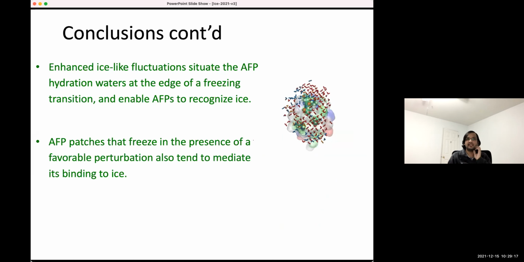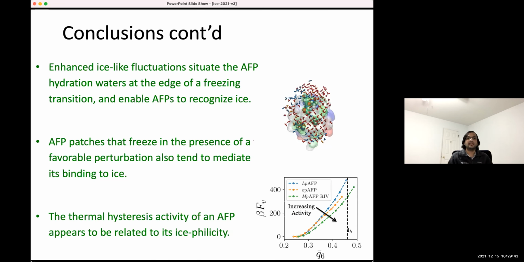And extending these observations to AFPs, we found that even complicated antifreeze proteins display enhanced ice-like fluctuations in their hydration shells, which situate them at the edge of a freezing transition and enable them to recognize ice. Right? The patches of AFPs that freeze in the presence of a favorable perturbation also tend to mediate their interactions with ice. And our very preliminary results suggest that the thermal hysteresis activity of an AFP may be related to its icephilicity.